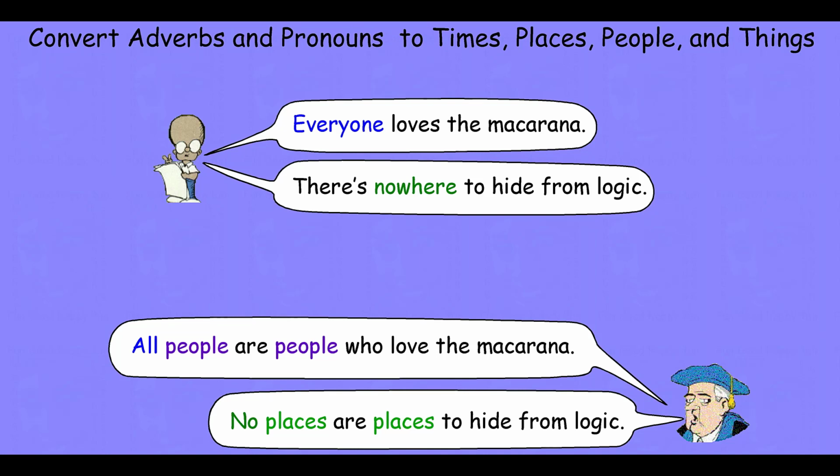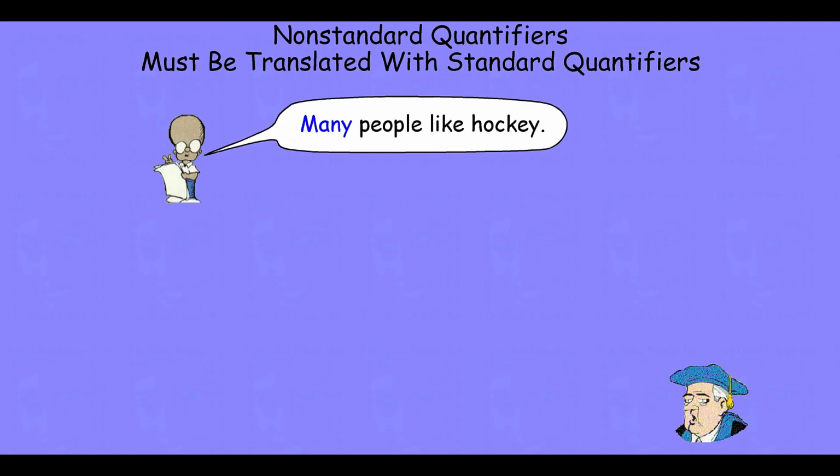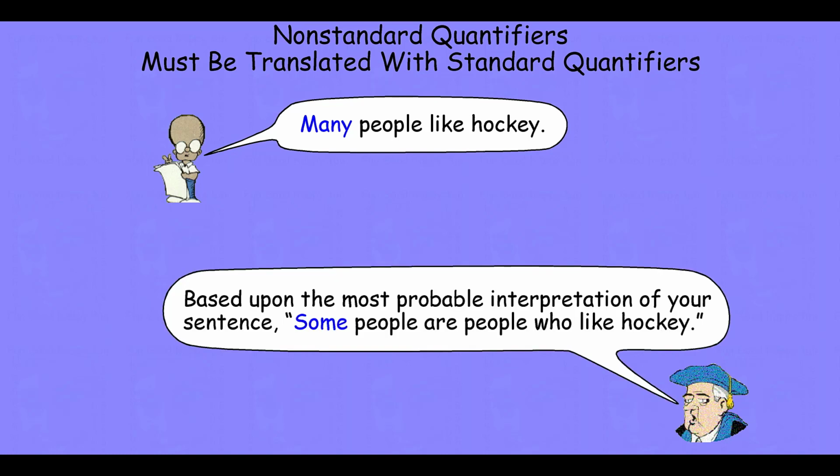Adverbs and pronouns can cause difficulties in determining a correct standard form quantifier. And there are lots of regular non-standard form quantifiers out there in the English language and in other languages. Whenever I come across a quantifier that isn't all, no, or some, I need to try and figure out what the best translation into a standard form quantifier would be. For instance, many people like hockey. Many is not one of my standard form quantifiers, so I have to translate that statement into a statement that has a standard form quantifier. Based on the most probable interpretation, I'd probably go with some people are people who like hockey.